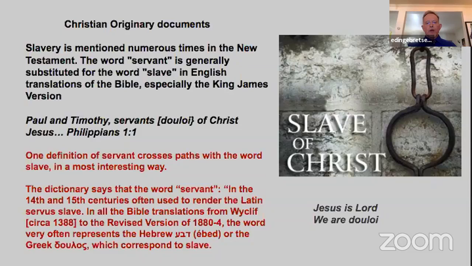In the 14th to 15th centuries, servant was often used to render the Latin servus as slave. And in all the biblical translations from Wycliffe on to the Revised in 1880, and even the modern standard, the word servant very often represents the Hebrew and the Greek doulos, which correspond to slave. We are slaves of Christ. Jesus is our Lord and Master.